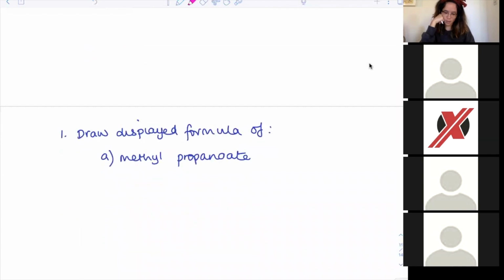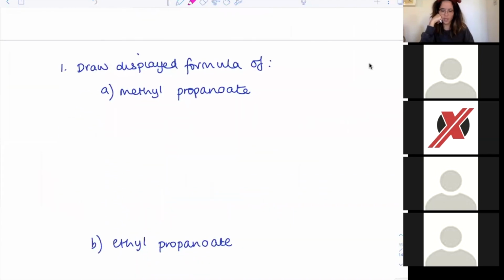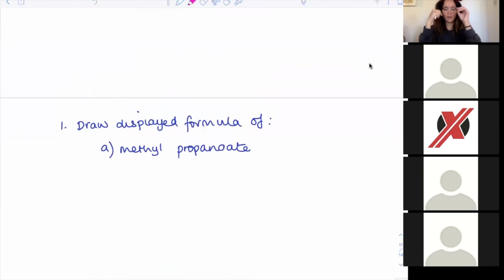Okay, this is quite hard. Can you guys all have a go at drawing methyl propanoate? Synthetic polymers, that's a different thing altogether. That's making nylon, which is a different part of the organic chemistry syllabus.